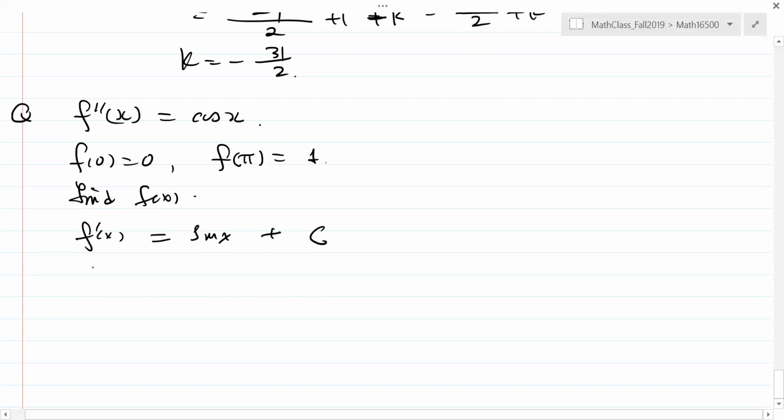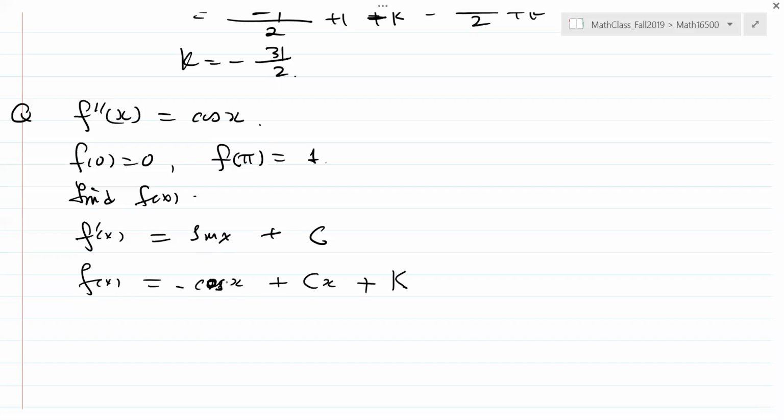Because there is no value given for the derivative, I don't know the derivative function at 0. So f of x should be equal to, how do we get sine x? Negative cosine x, right? And how do we get c? Cx. Then don't forget another constant k. So this is the most general formula for the function satisfying that second order differential equation. We call it a differential equation.